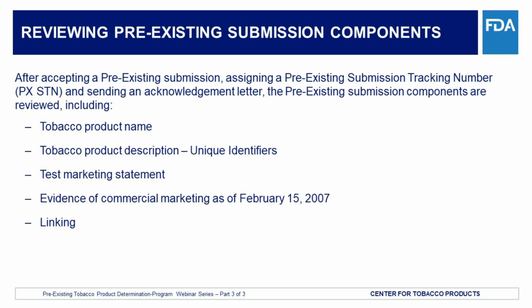As discussed earlier, after FDA accepts a pre-existing submission and assigns an STN and sends an acknowledgement letter, the agency begins reviewing individual components of the submission. Components reviewed include the tobacco product name, tobacco product description, evidence of commercial marketing, test marketing statement, and whether there is adequate linking of evidence submitted to the pre-existing product. These components are discussed in detail in Part 2 of this 3-part webinar series, but we will summarize these components in the next few slides.